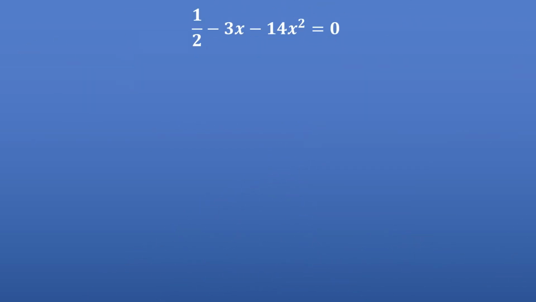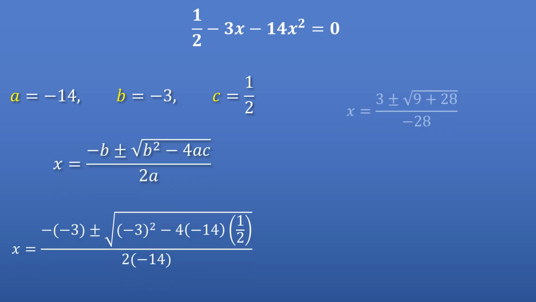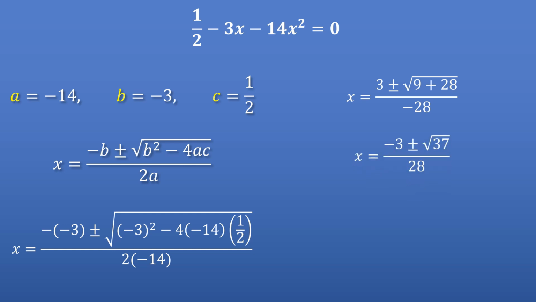Let's take one more example. 1 over 2 is a, minus 3 is b, and minus 14 is c. Using the quadratic formula, you would notice that the denominator is a negative number. If you want, you can make it a positive number by multiplying both sides of the fraction by minus 1. The plus or minus sign stays the same either way.